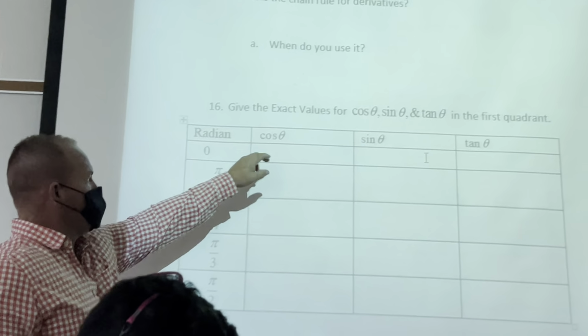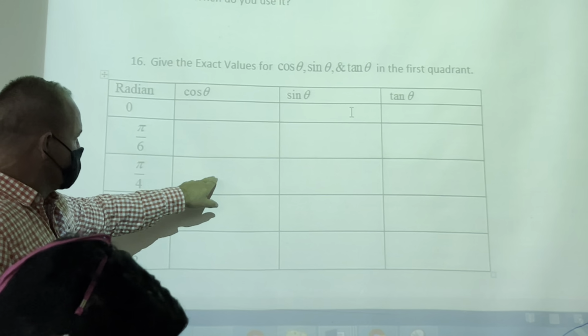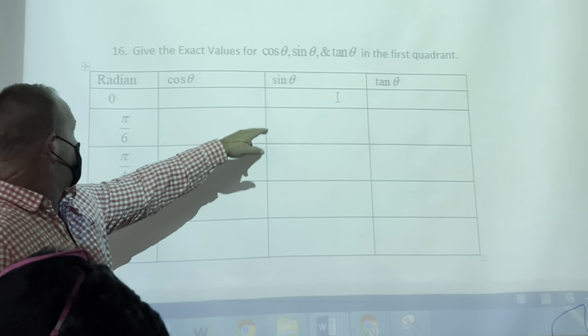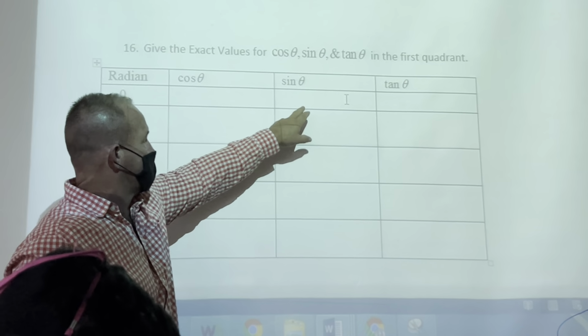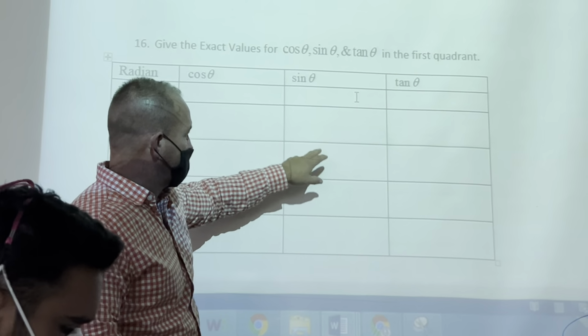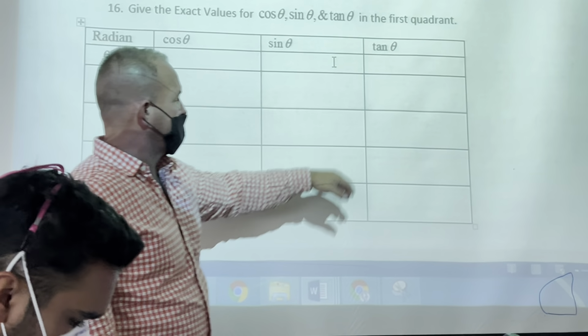You can look this up. We know the cosine of 0 is 1. This is square root of 3 over 2. This is square root of 2 over 2. This is 1/2. And this just goes exactly backwards. So this is 0, 1/2, square root of 2 over 2, square root of 2 over 2 for both of these. And then this is square root of 3 over 2.